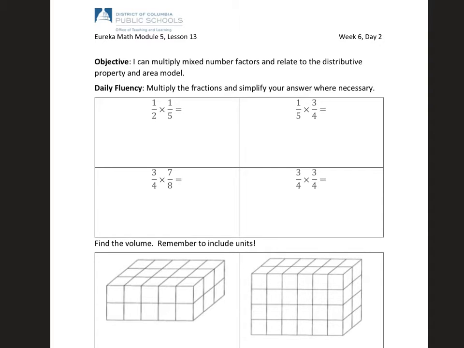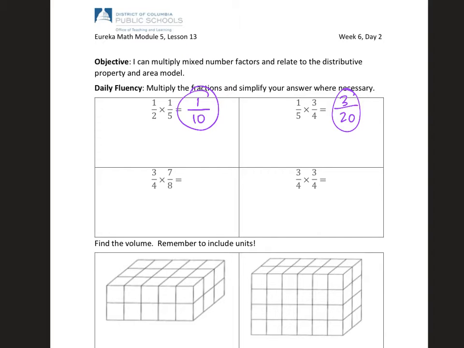So remember, when we multiply fractions, we just multiply straight across, especially when they're easy, friendly numbers like these. So 1 times 1 is 1, and 2 times 5 is 10. I know that I can't simplify 1/10 because there's nothing that divides into both 1 and 10. So 1/10 is my final answer here. All right, moving over to the right, 1 times 3 is going to give me 3, and 5 times 4 is 20. Again, this is in its simplest form, so my final answer is 3/20.